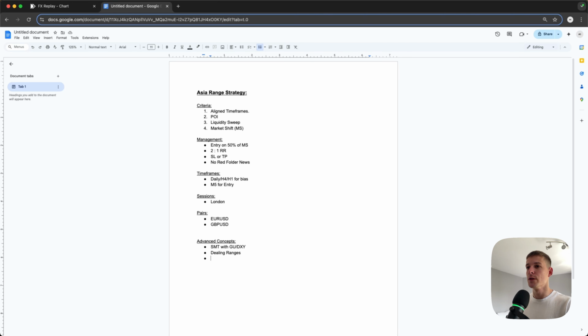Now, the management for this strategy is going to be as follows. We're going to be entering on the 50% of the MS, so the leg that breaks previous market structure. We're going to take the 50% of that leg, and that's going to be where our entry is set. And then we're going to have a simple 2-to-1 risk to reward. You can stretch this to opposing liquidity, so the opposing Asia high or low. Again, that's something you'll have to test for yourself and find what is optimal for you.